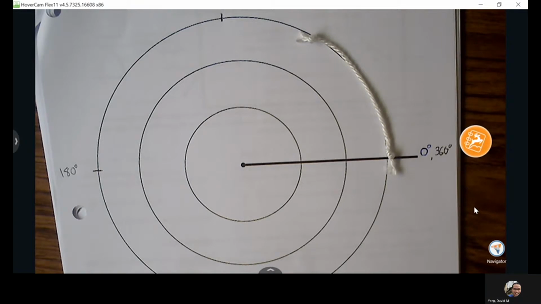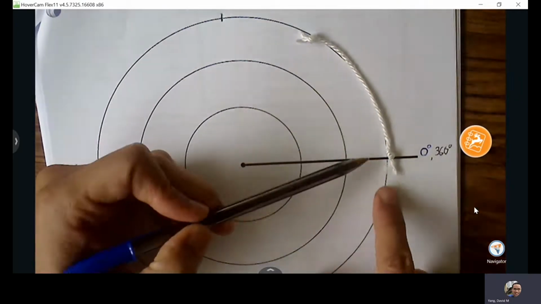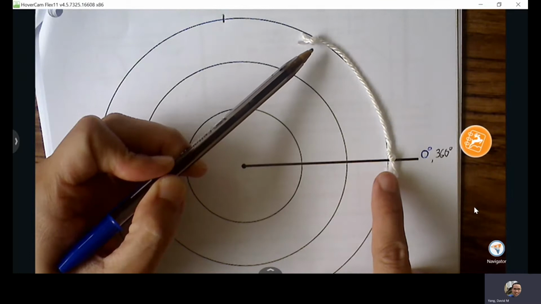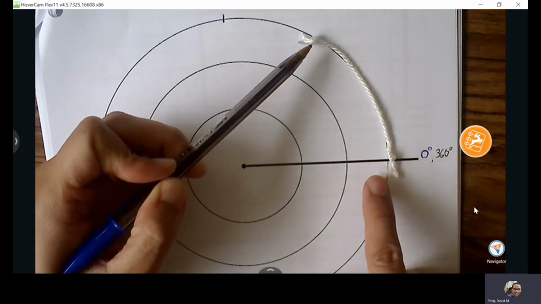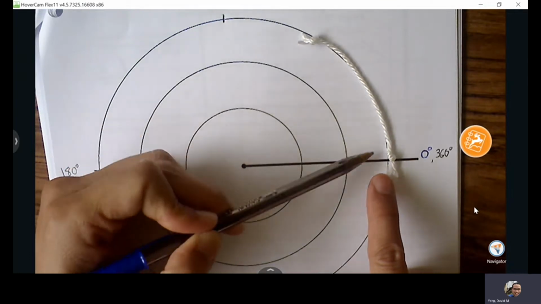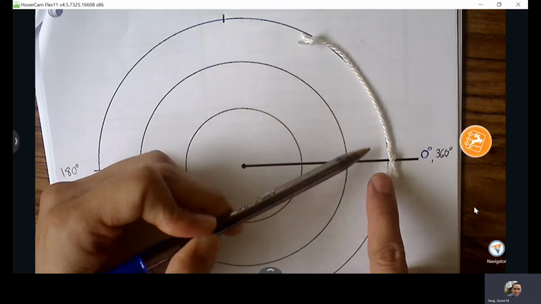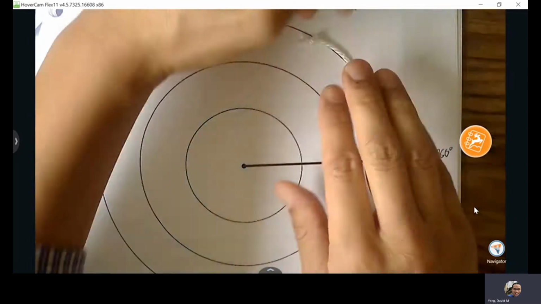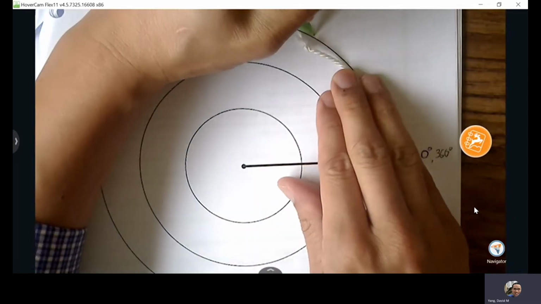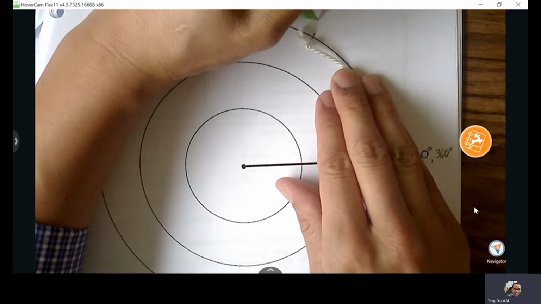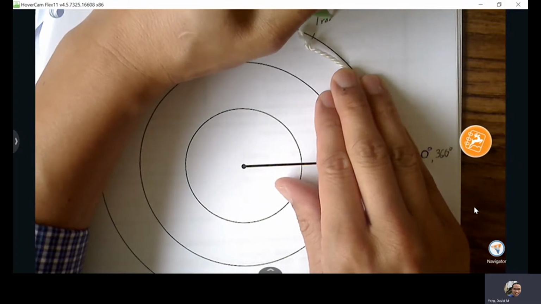Now, this is what we call 1 radian. 1 radian is the angle measure associated with this distance along the circle. You can mark this off, not completely accurate, but we'll just mark this off as 1 radian.